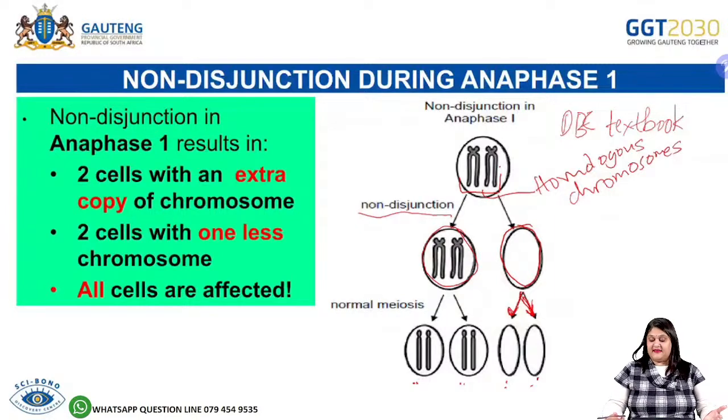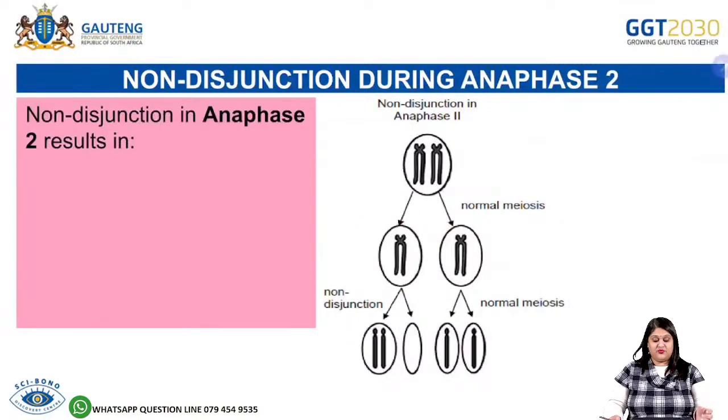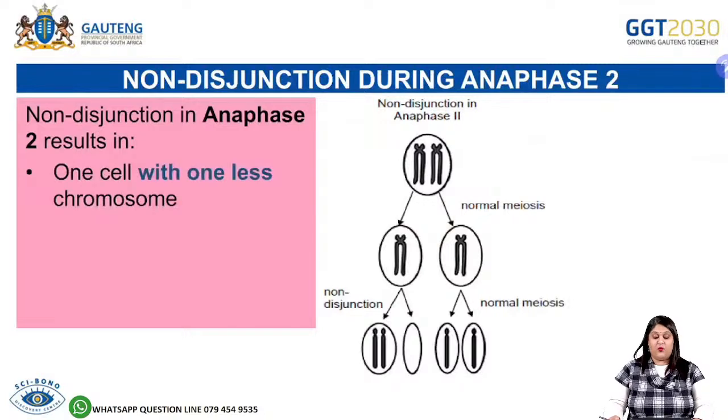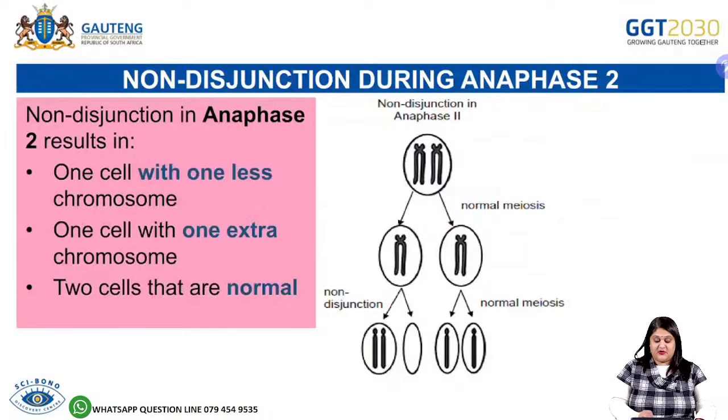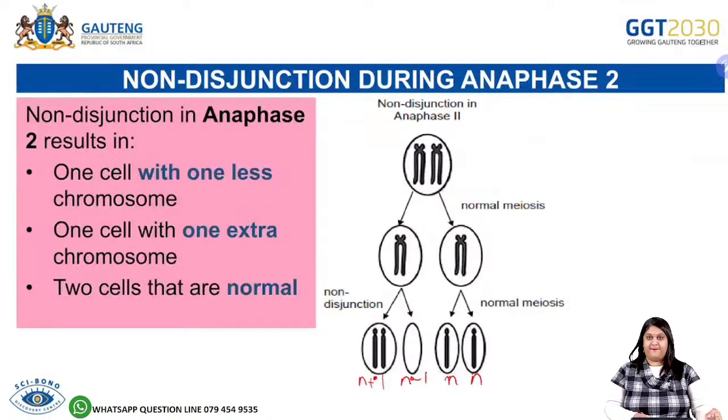Whereas in anaphase 2, this results in 1 cell with 1 less chromosome, 1 cell with 1 extra chromosome, and 2 cells that are normal. So here we have the 1 extra, 1 less, and the 2 normal. If this was a human, then we would say that these are n, this is n minus 1, and this is n plus 1. I hope this explains it and you understand this.